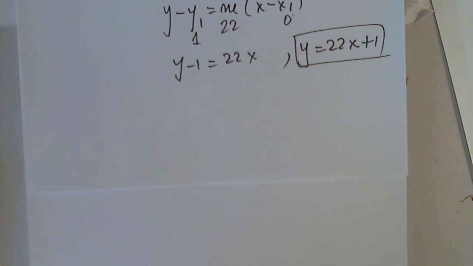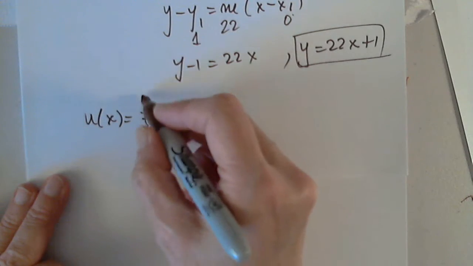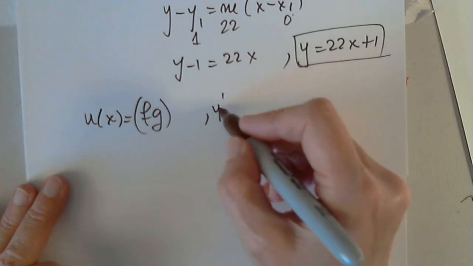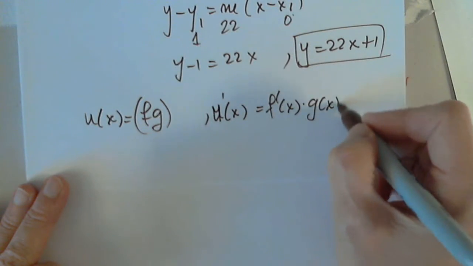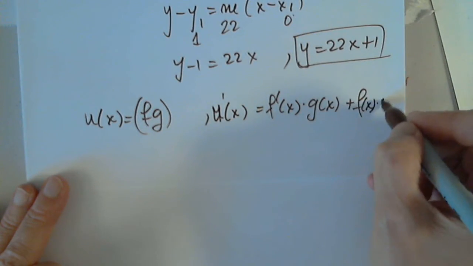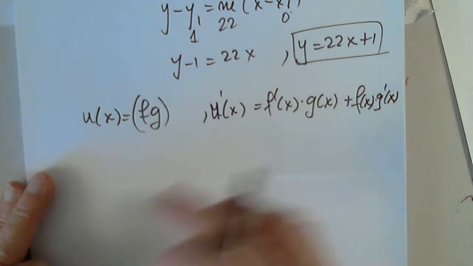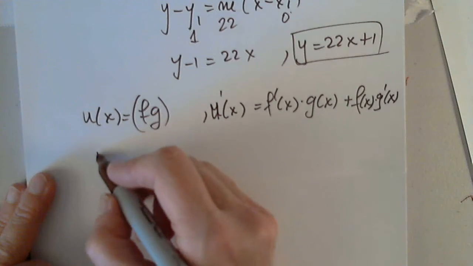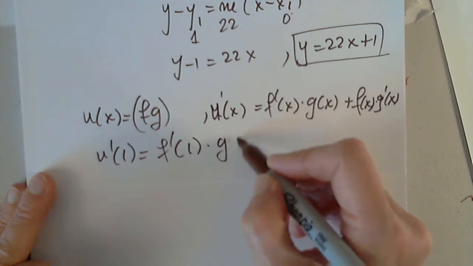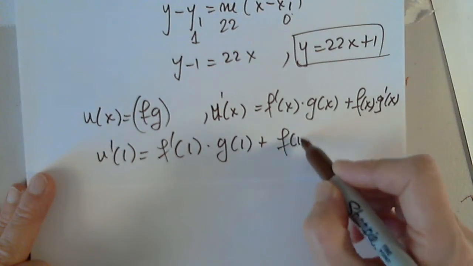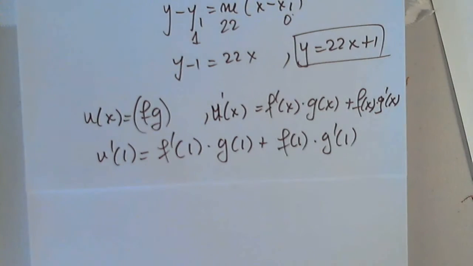Okay. So we have u of x, which is f times g. So u prime of x will be f prime of x times g of x plus f of x times g prime of x. If you go back to the class notes, this was done in class also. So u prime of 1 will be f prime of 1 times g of 1 plus f of 1 times g prime of 1. And now I have to plug in the numbers.